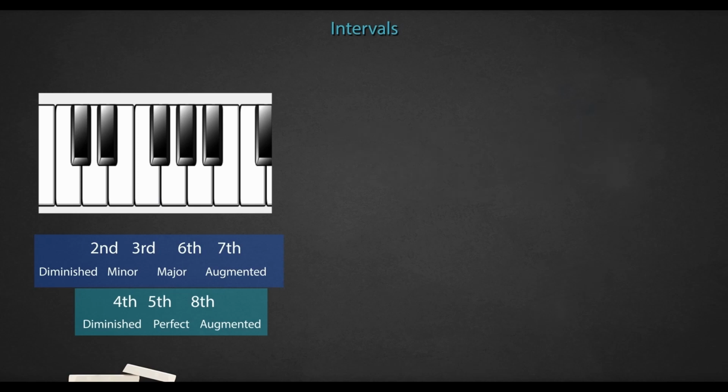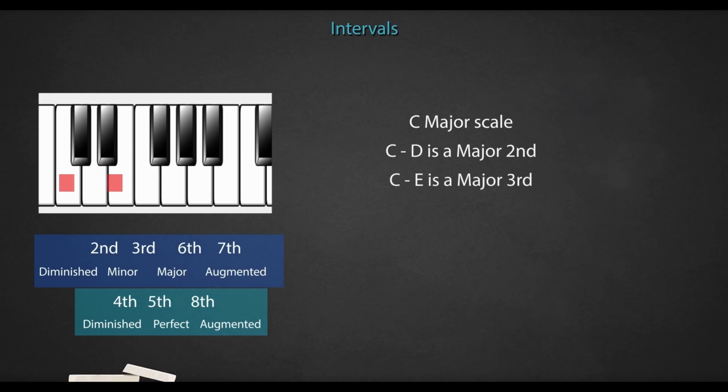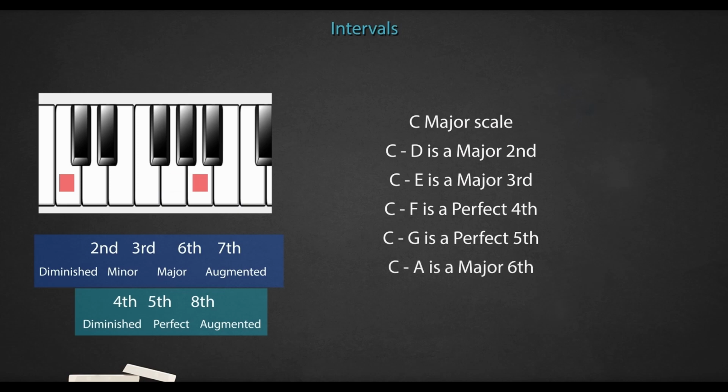Let's take the easy scales we always choose. C major scale. C D is an interval of a major second. C E, major third. C F, perfect fourth. C G, perfect fifth. C A, major sixth. And C B, major seventh. How do we know that?